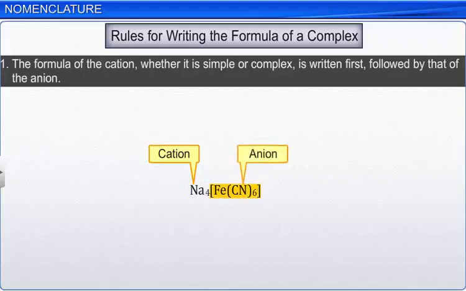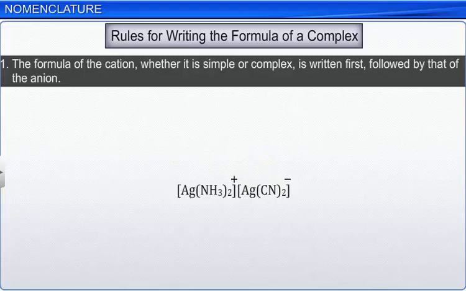Similarly, in the complex containing a complex cation and a complex anion shown here, the complex cation [Ag(NH3)2] is written first, followed by the complex anion [Ag(CN)2].